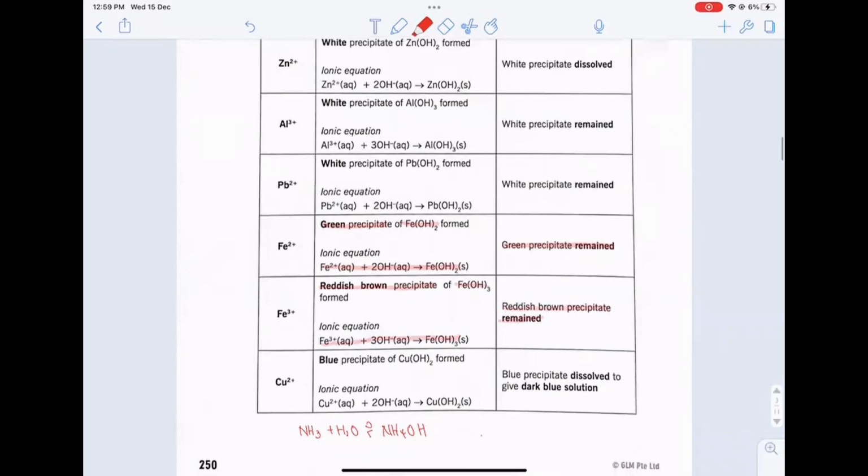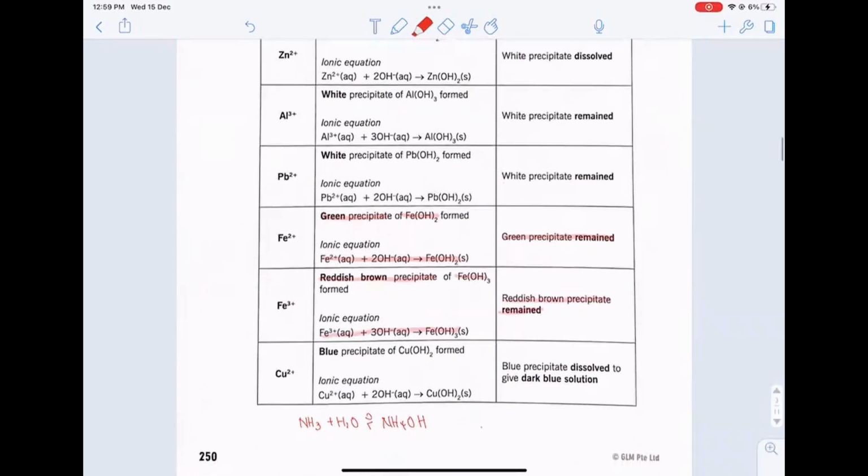And the last colored compound is copper(II) ion, Cu2+. It will give you a blue precipitate of copper(II) hydroxide. Okay, this is the ionic equation. So the difference is that the blue precipitate will dissolve in excess aqueous ammonia to give a dark blue solution. So this is where it's different from the sodium hydroxide observation. So please take note of this. The rest are the same.